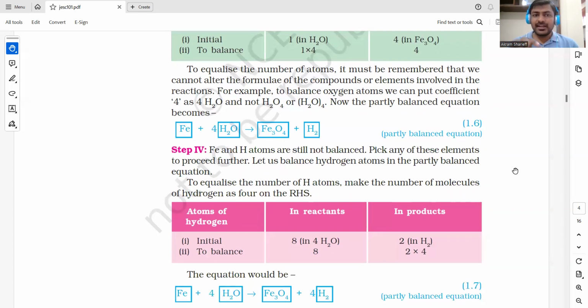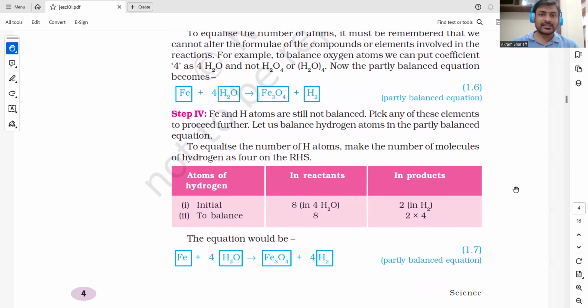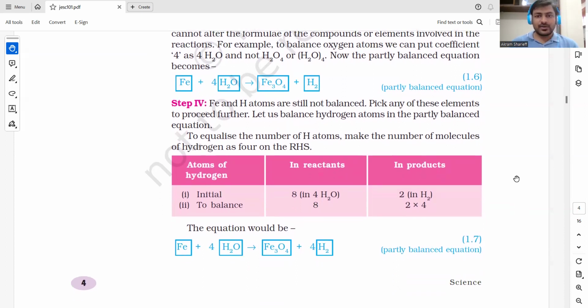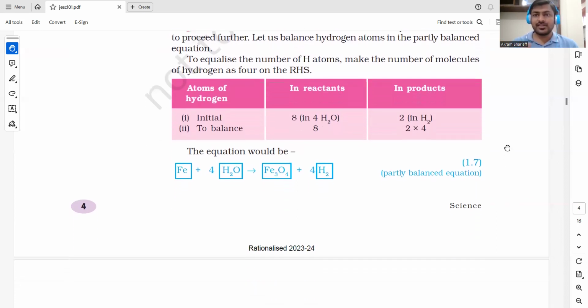But if you see, immediately when I have put 4H2O, the hydrogen which was balanced previously is now unbalanced. There are 8 hydrogens on the LHS, but there are 2 hydrogens on the RHS. So we will see how to balance this next, iron and hydrogen. So what are we going to do? First, we'll proceed to balance hydrogen because there is 4H2O, that means 8 hydrogen atoms. I will put a 4 on the RHS. So you can see equation 1.7, which is a partly balanced equation. Still, the iron is not balanced. Fe plus 4H2O gives rise to Fe3O4 plus 4H2.